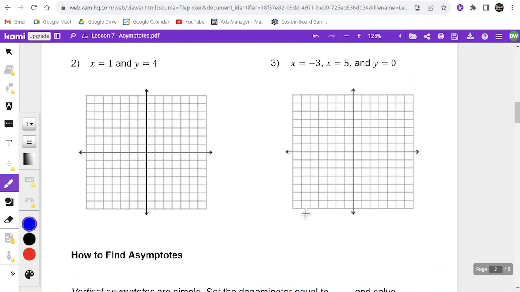Now, for the next example, x equals 1 and y equals 4. So remember, x equals is a vertical line, y equals is a horizontal line. So when I do x equals 1, that's just going to be a vertical line at x equals 1.